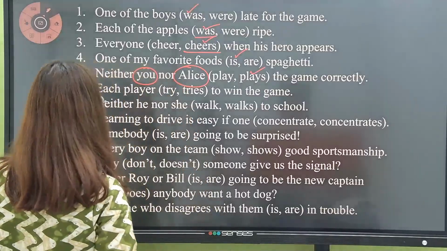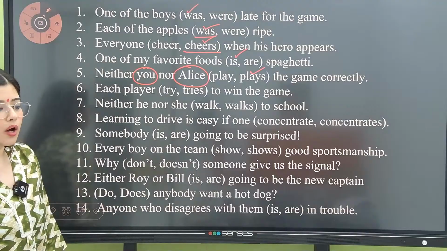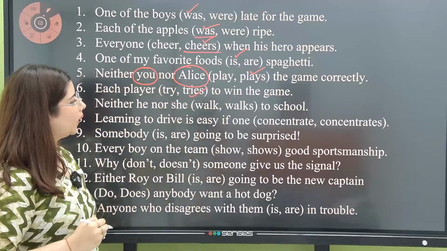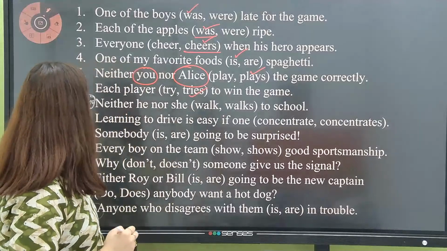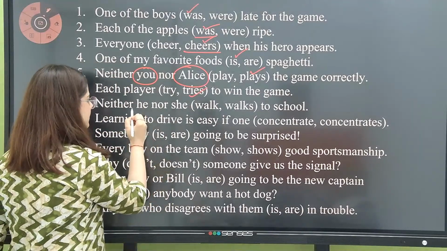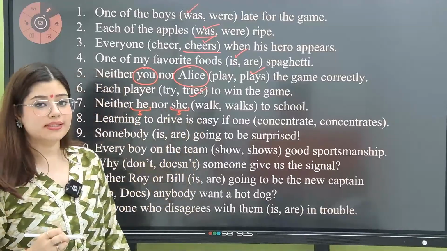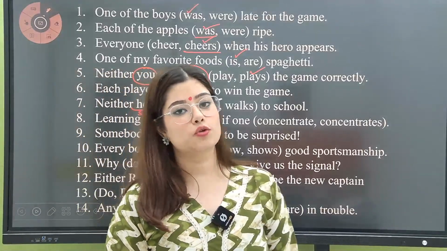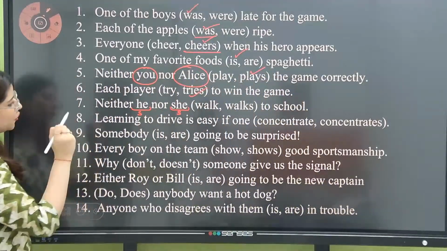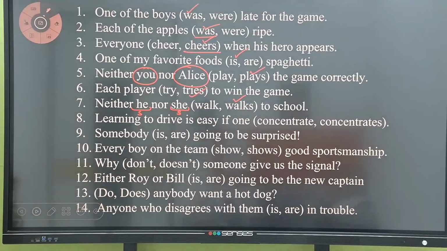Right? Each player, again, each and every, they'll use a singular verb form. So each player tries to win the game. Next, neither he nor she, again, singular subject, singular subject. Both the subjects are singular, so I'm going to choose a singular verb form. Neither he nor she walks to school.